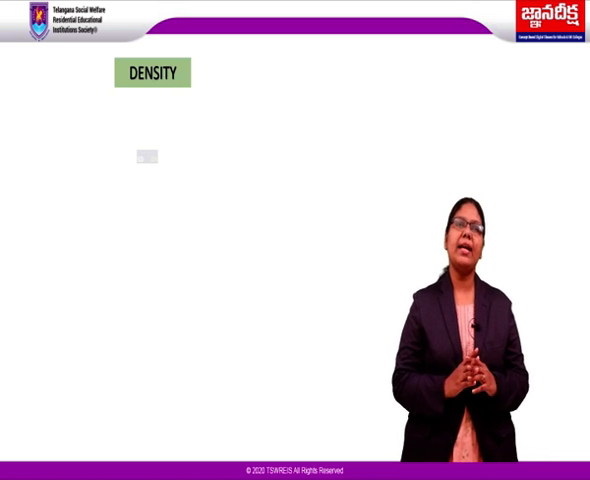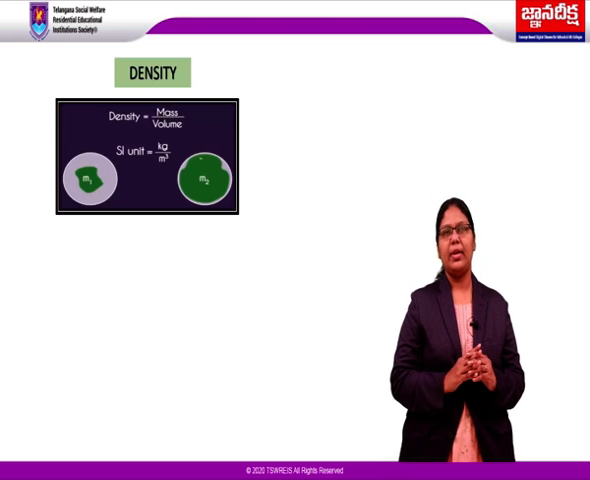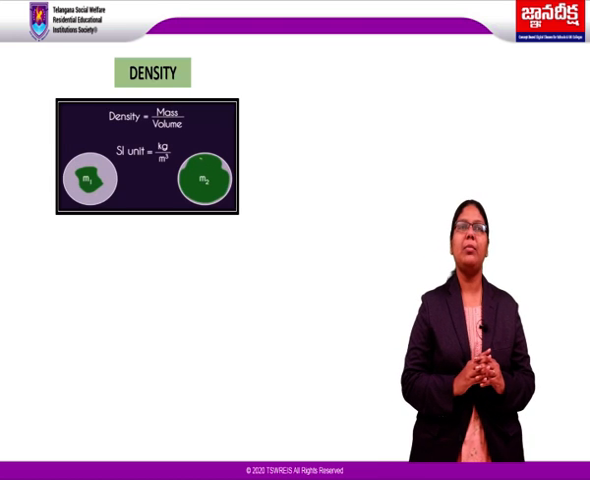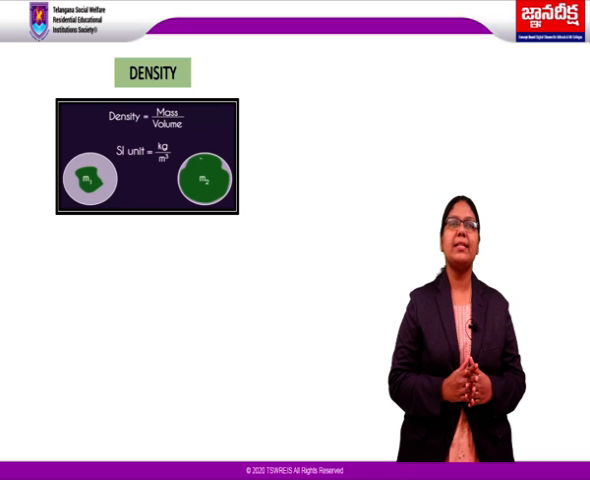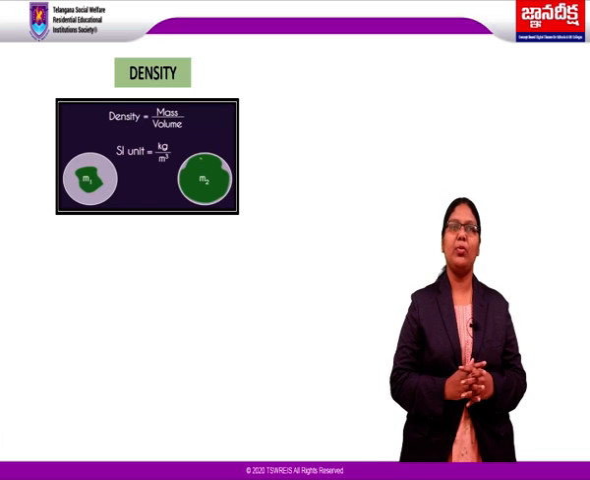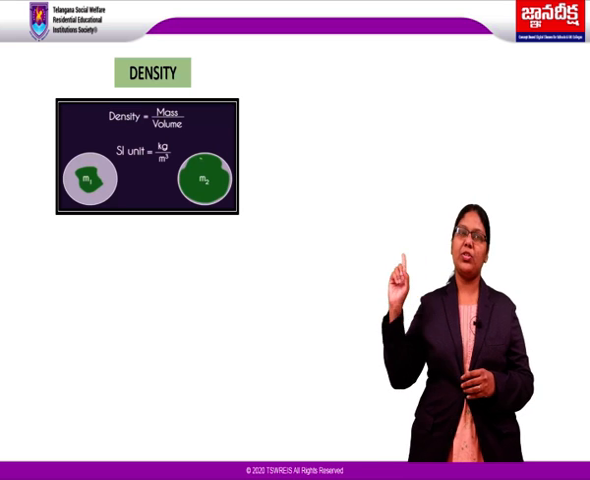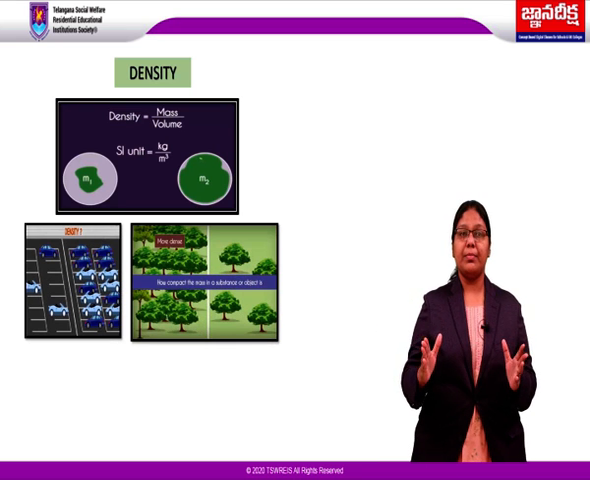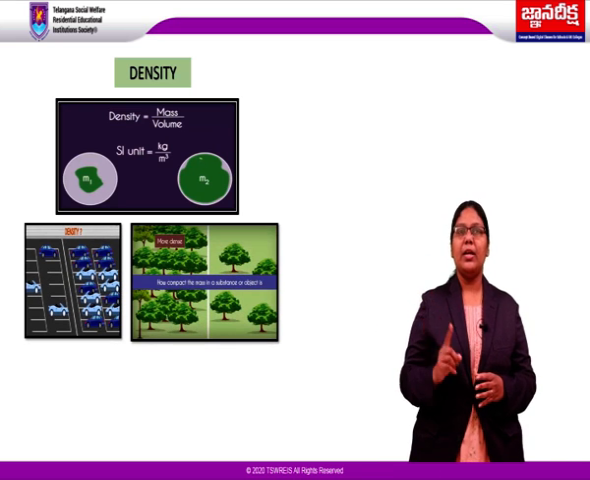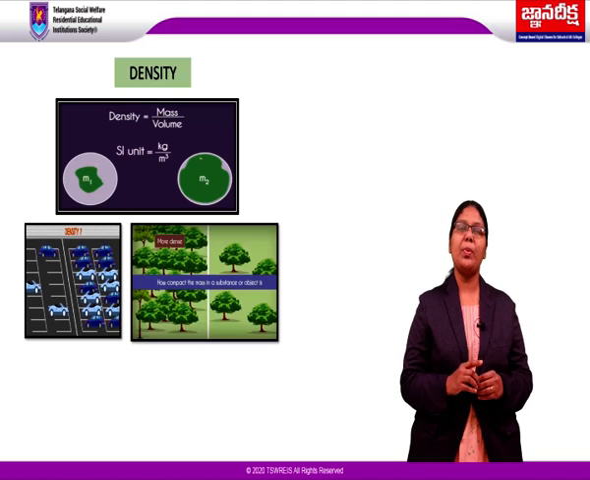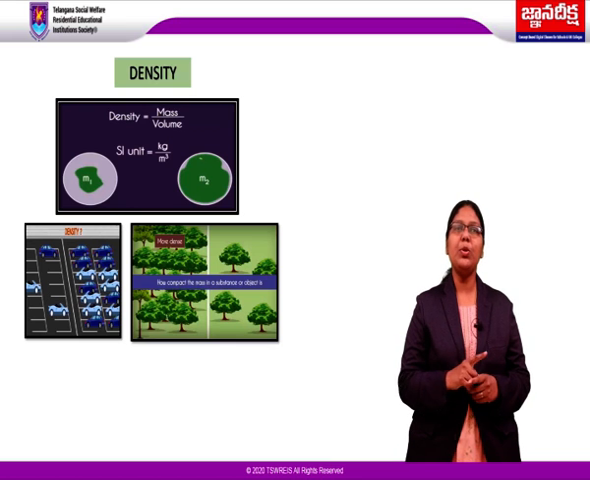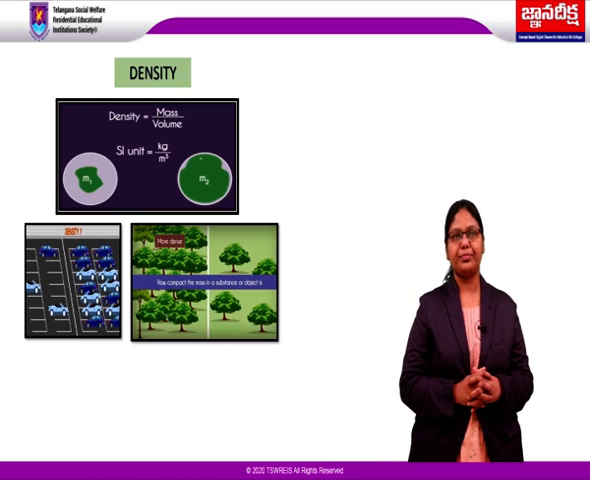So density is defined as mass per unit volume and its units are kg per meter cube. Simply, density is the amount of mass present in a given volume. If you observe the picture, both volumes are the same. But if you see the green part, you can observe that M1 is occupying less area than M2. So simply we can say M2 is denser than M1.